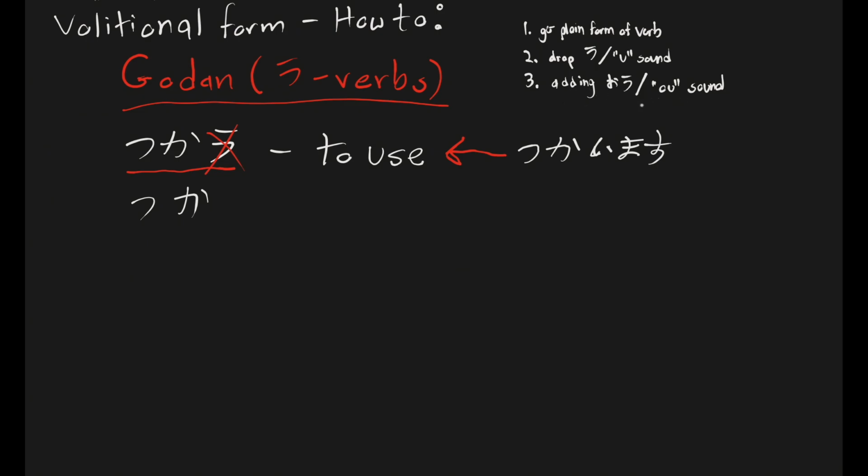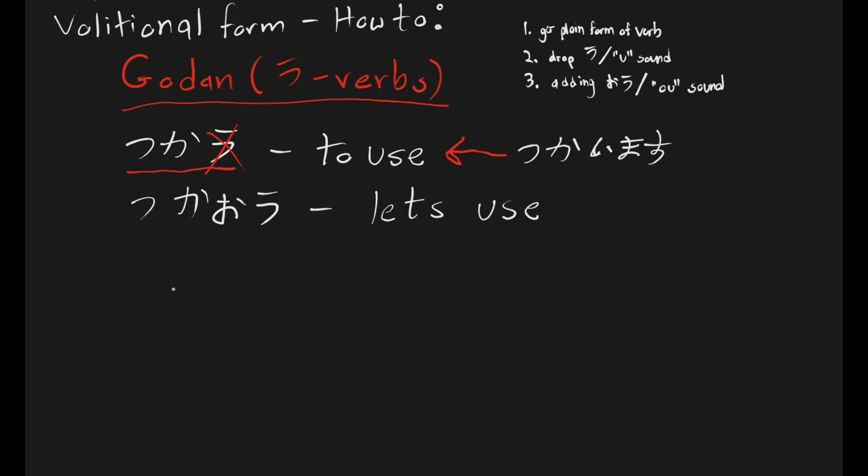And then we go to our third step, which is adding an ou sound, or an o sound, or characters. And how we do that is just adding o to the end. So tsukao, tsukao. That is the volitional form of the verb to use. So this would mean something along the lines of let's use. That's what that would translate to in English, would be let's use.